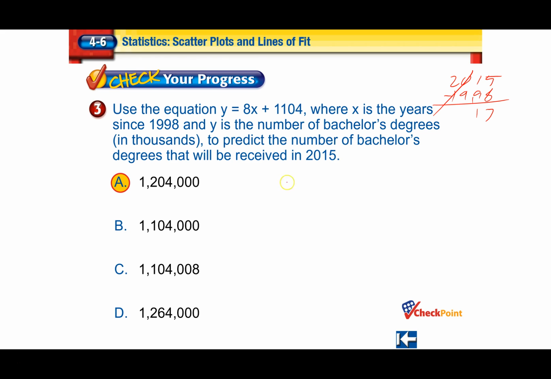To predict the number here, so we're going to put 17 in for x. Y equals 8 times 17, plus 1104. Punch those into my calculator. Gives me 136, plus 1104 gives me 1240.